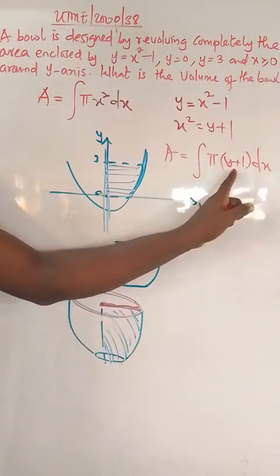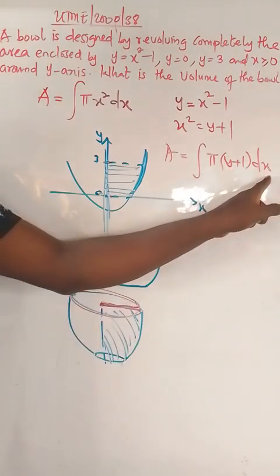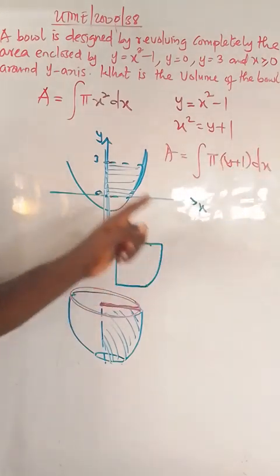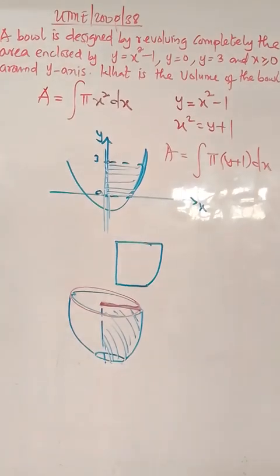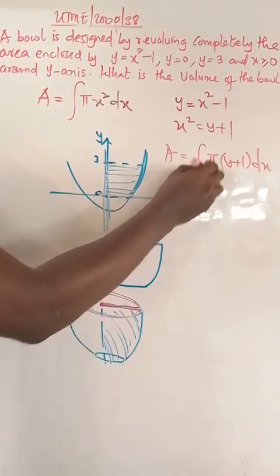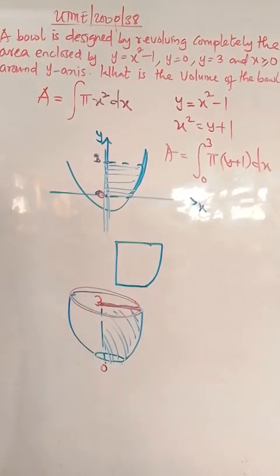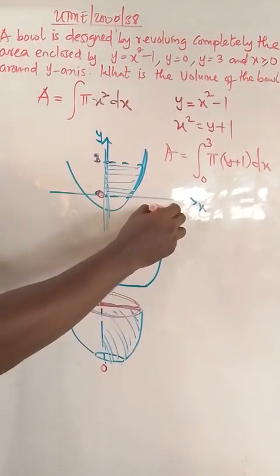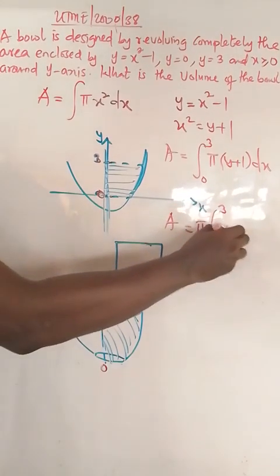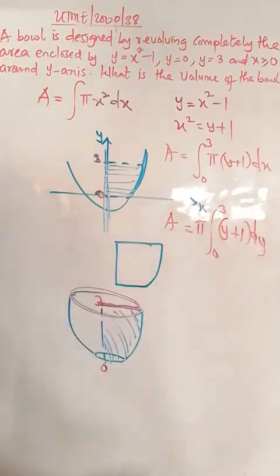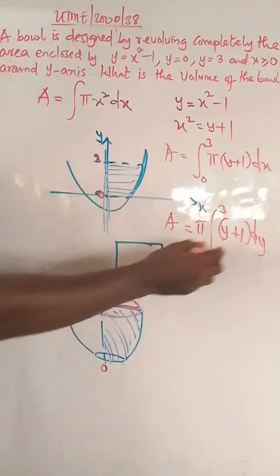But if you notice here, what we have here is y. Since this expression is in the form of y, the limit you are going to use must also be the limit for y. And we are told that the limit is from 0 to 3. So pi is common. The area becomes, bring out the pi, the integral from 0 to 3 of y plus 1, in this case dy. Why? Because the limit you are using is the y limit, so it has to be dy.